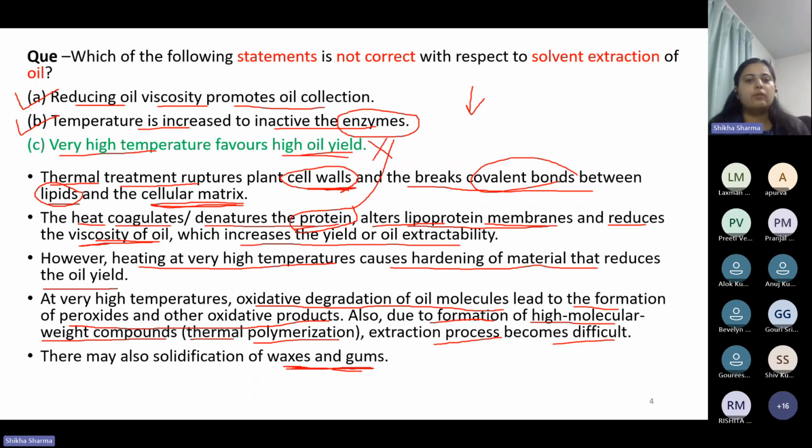Is it clear to everyone? Yes, ma'am. So B is a correct statement, and C is not a correct statement. So please keep this in mind when you are attempting this question.